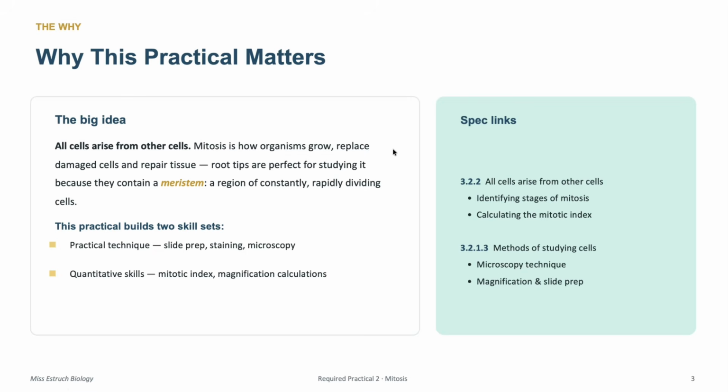Root tips are perfect for studying this because they contain meristem, which is a region in the plant of constantly, rapidly dividing cells. The key skills that you'd develop doing this practical would be preparing a slide, staining your specimen, and using an optical microscope to view your specimen. And in terms of the math skills linked to it, it would be the mitotic index and magnification calculations. For AQA A-level, these are the specific spec points that match that.